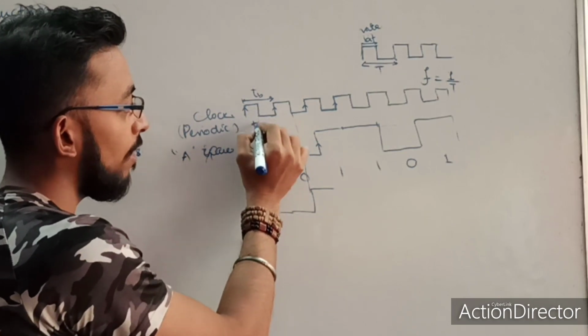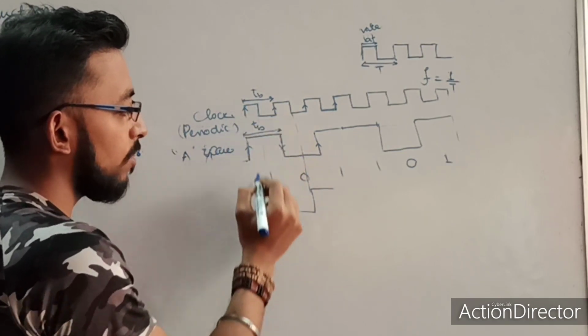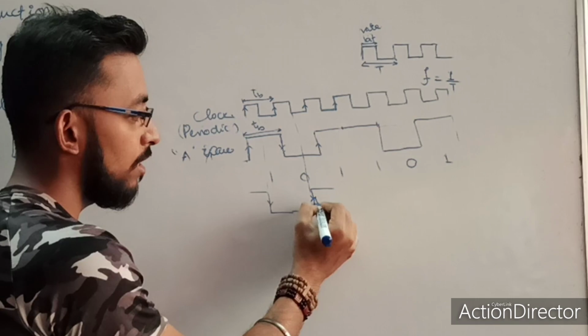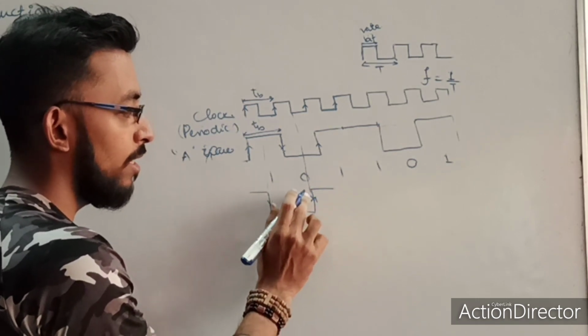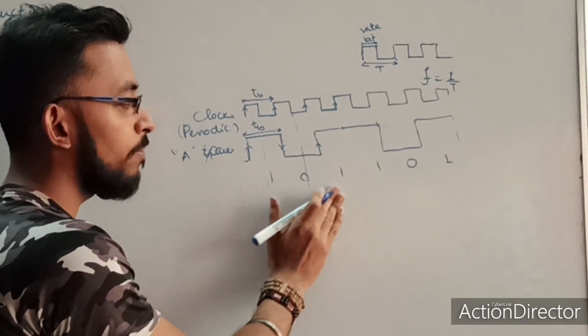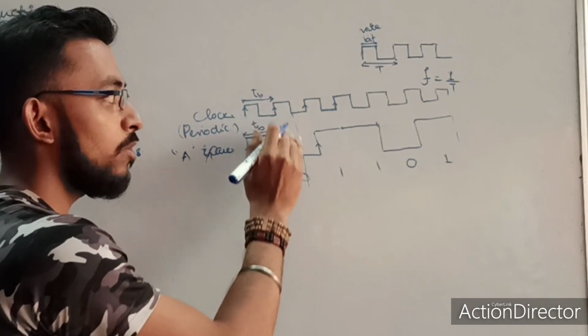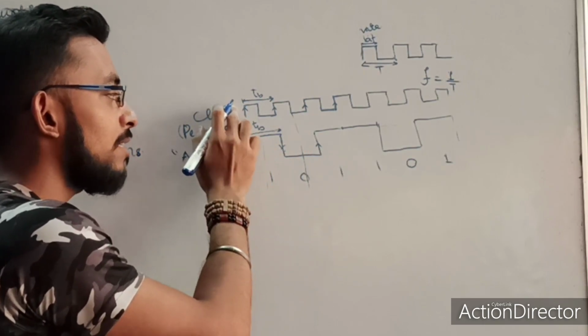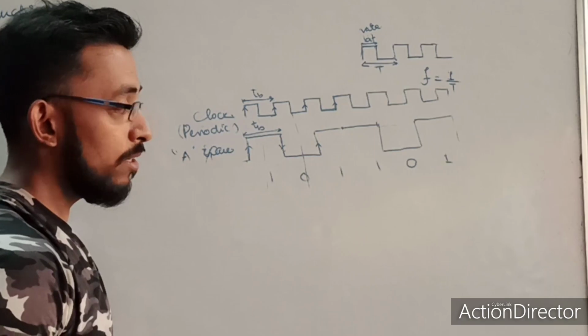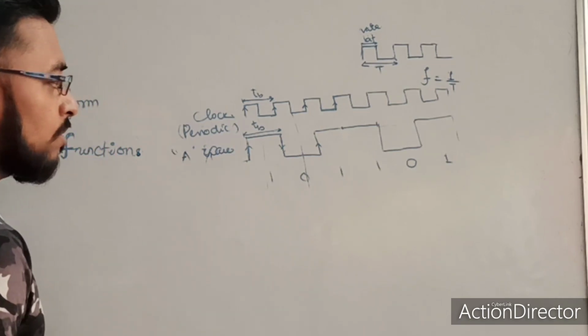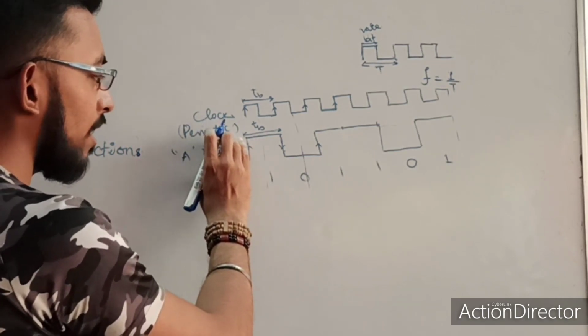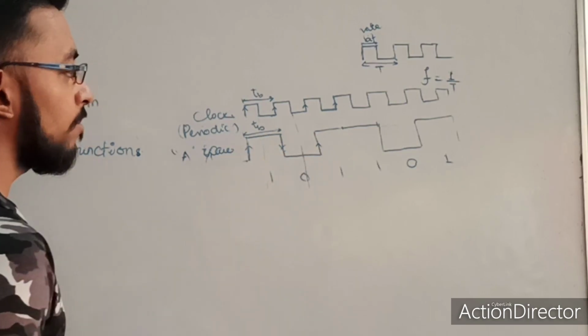This means that at this interval, at the falling edge of the clock pulse, the signal is changing its property, from high to low or from low to high. These are the two types of representation of a waveform along with the clock pulse. One can be at the rising edge, one can be at the falling edge, or the trailing edge. So this is the representation of a clock signal using a waveform.